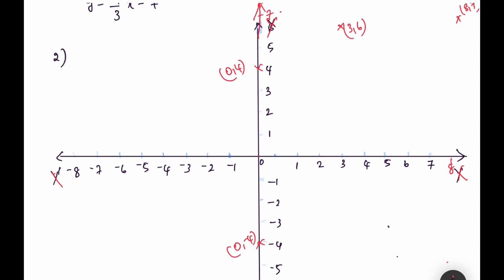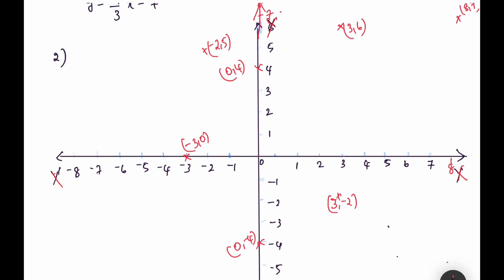Next you have (3, -2). So 3 is here. Next is -2. So this is (3, -2). Next one is (-2, 5). Next one you have (-3, 0). (-3, 0) will be here itself. So you can write (-3, 0).